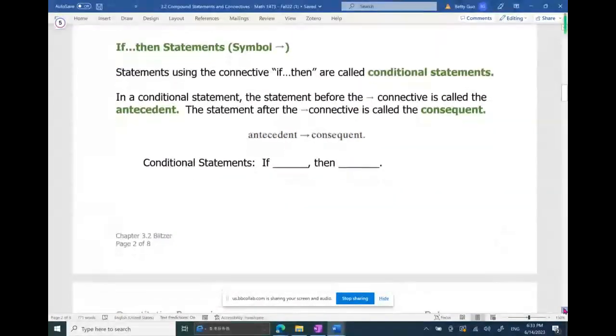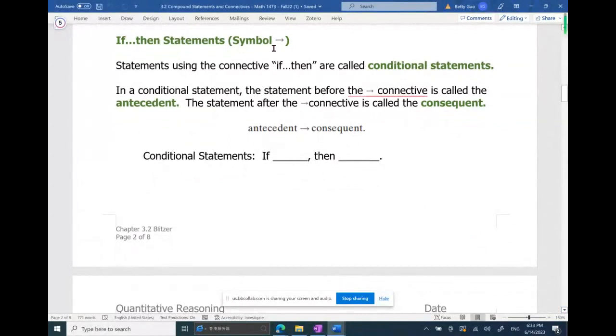Okay, if then statements, we use the symbol. I call the symbol implies. Statements using the connective if then are called conditional statements. Conditional statements also have two components. Let me write it down. If P, then Q, or P implies Q. P is a component, Q is a component. However, the two components play different roles.